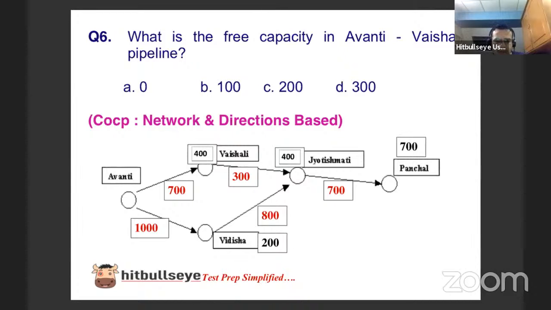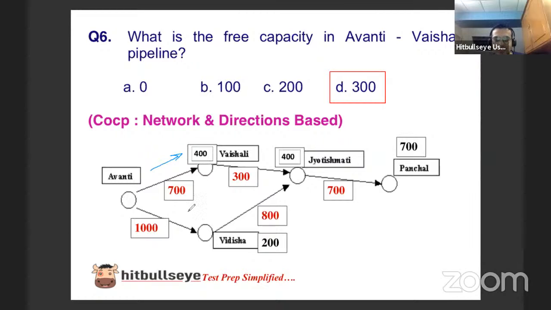All right, so we have a lot of answers coming. B 300 as the answer. We'll check if it is right or not. Free capacity in the Avanti to Vaishali. So this time the discussion is about here. This is about Avanti to Vaishali, what is the free capacity.